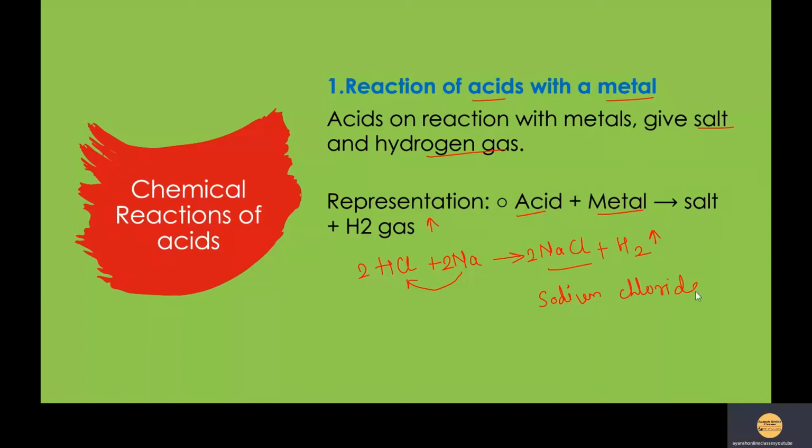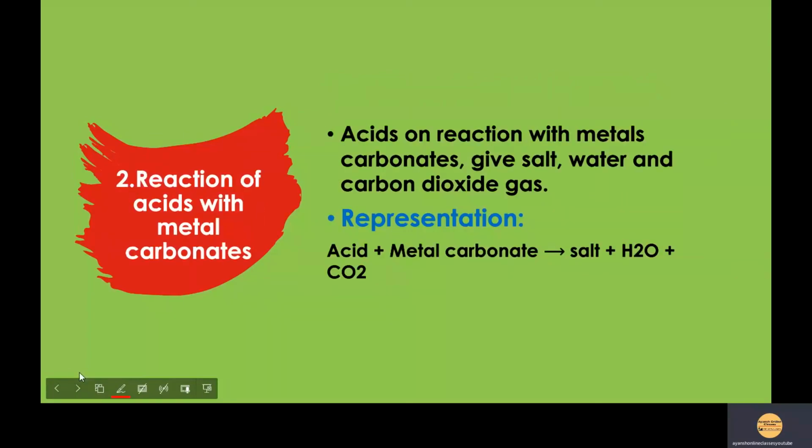So what we learned over here is whenever the acid is reacting with metal, the product so formed is a salt and hydrogen gas. So this was the first reaction which we saw for the acids. Now the next reaction is the reaction of acids with the metal carbonates. Now let's see how the acids are reacting with the metal carbonates.